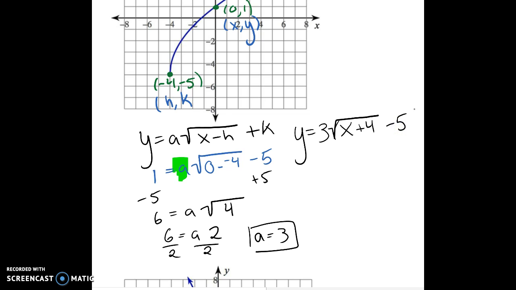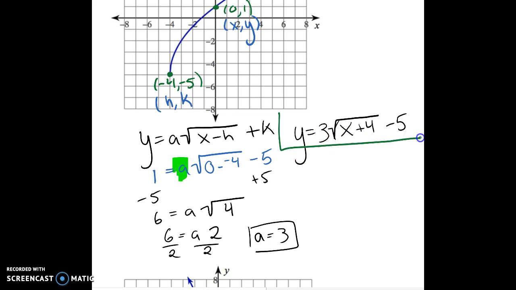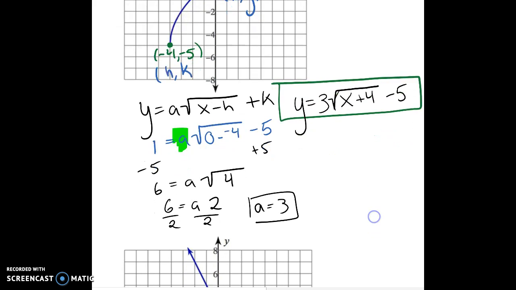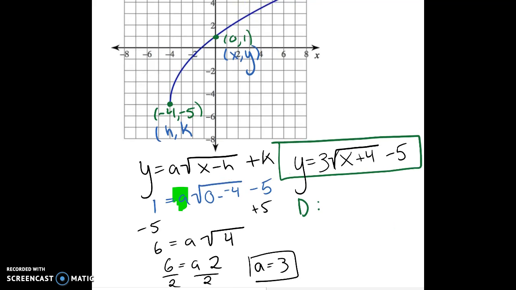Minus 5, right? Because it's down 5. So that is my equation. My domain is the collection of all the x values. My smallest x value is over here at -4. And -4 is part of the domain, so I use those square brackets.